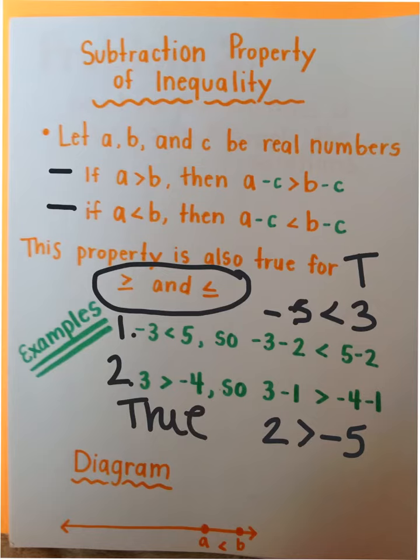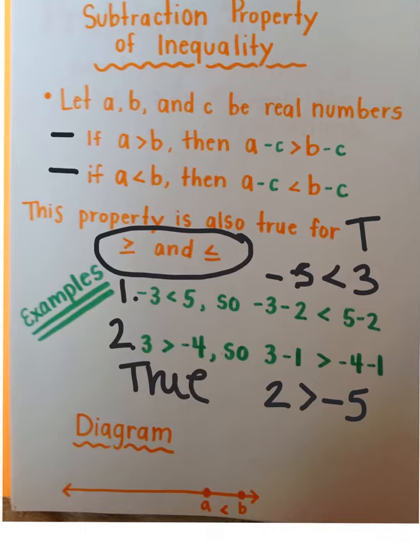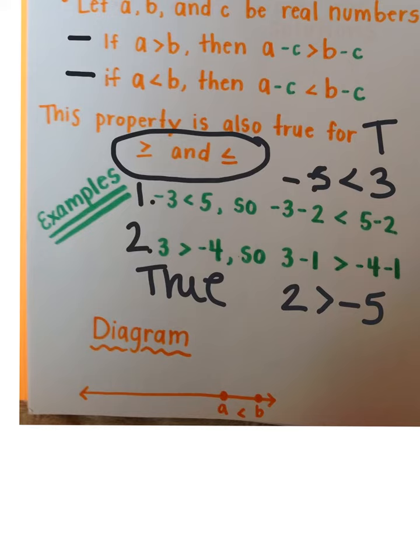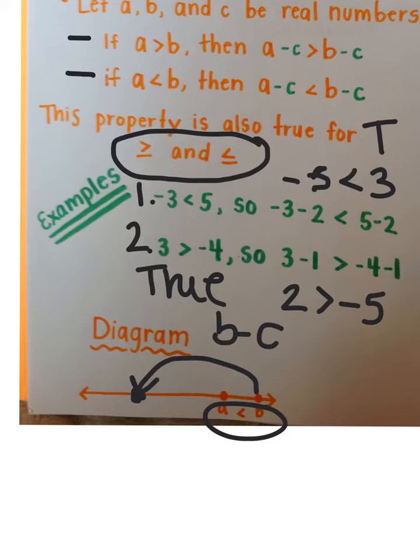Okay. Now, if we look at the diagram here, I know that looking at this number line, A is less than B, right? Let's say I subtract C. I'm just making this up. Let's say this right here on the number line would represent B minus C. A minus C is going to be over here somewhere. Okay, this is A minus C.